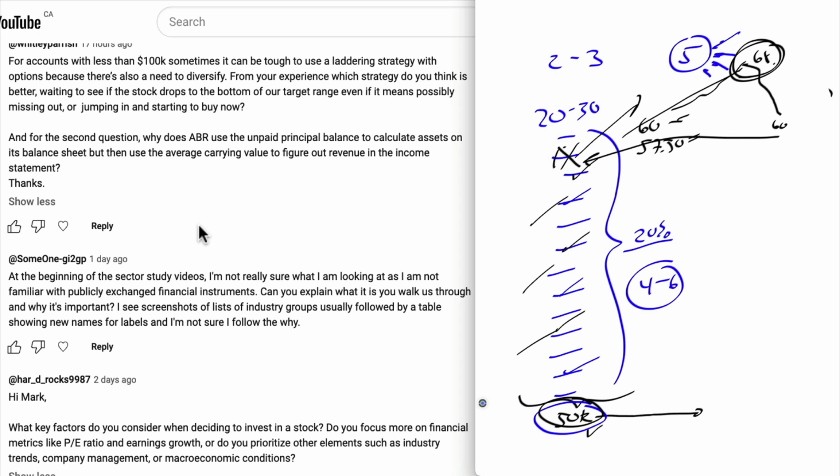Average carrying value to figure out revenue. That doesn't ring a bell to me. You might be reading something or assuming something there, or misinterpreting what's being said there. It doesn't ring a bell to me. No, that doesn't ring a bell to me at all.